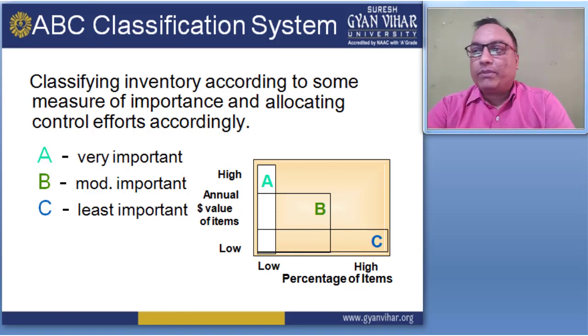Class A items are the most important items, class B items are the next most important, and class C items are the least important items, right? Some companies may choose a classification system that breaks products into more than just these three groups.